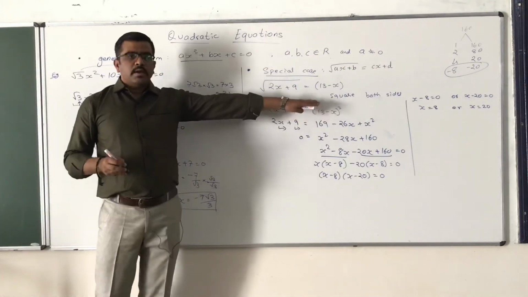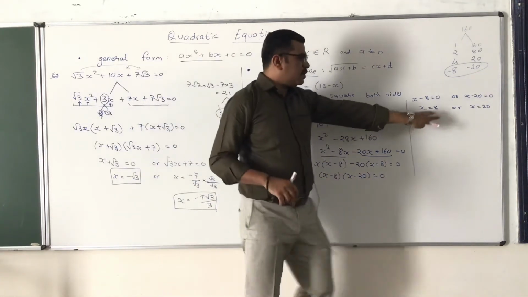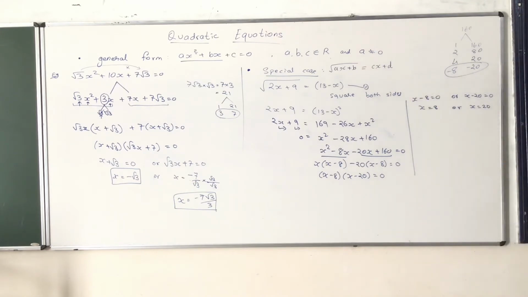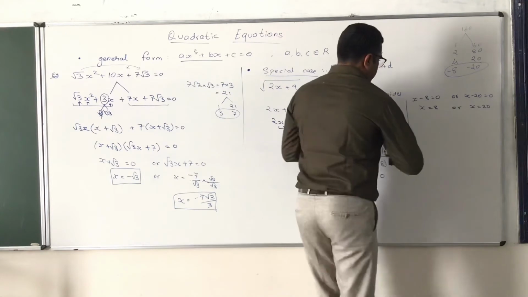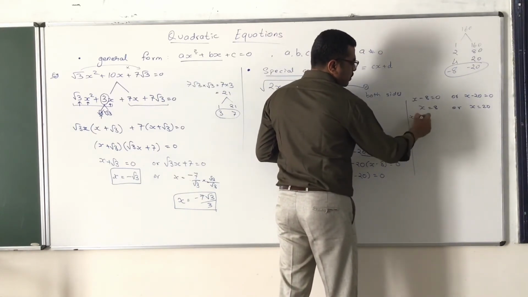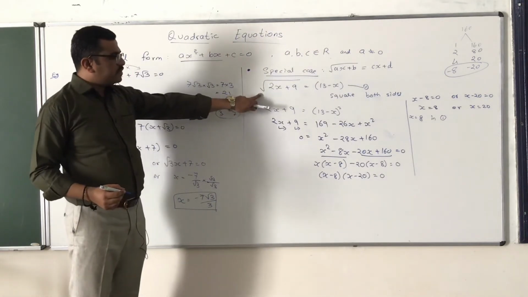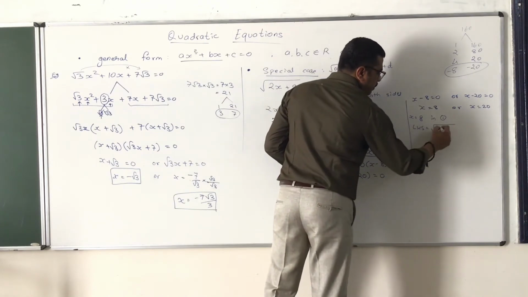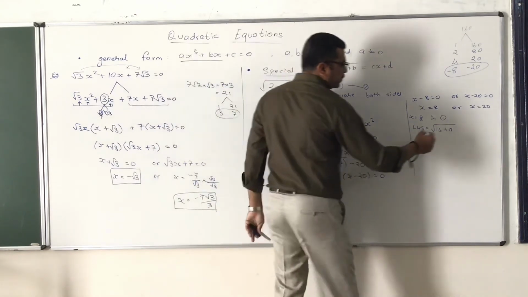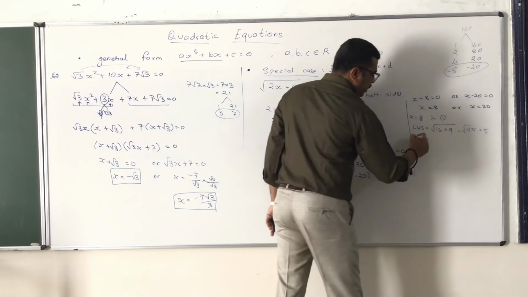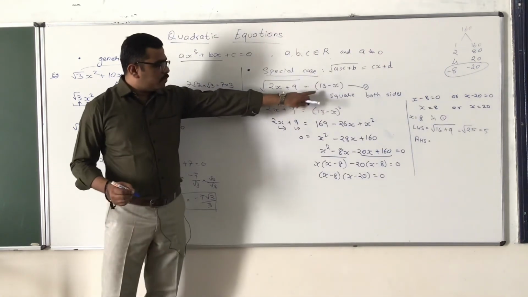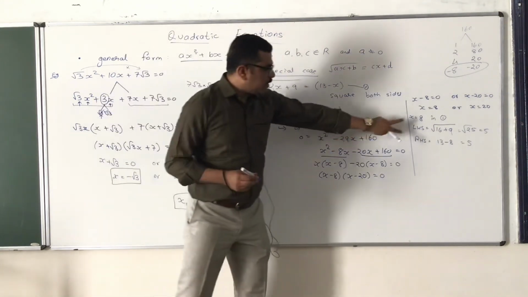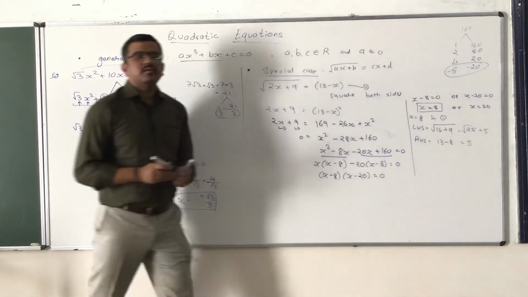Now here, this is not the end, this is not the final answer. We need to check whether x equals to 8 and x equals to 20 satisfies the given equation. So we put x equals to 8 in equation 1. We have left hand side 2x, that is 2 times 8, that is 16, plus 9, so that is 25, square root of 25, and that is 5. And right hand side, what do we get if we put x equals to 8? 13 minus 8, so that is 5. So after verification, we can say that x equals to 8 is the solution.